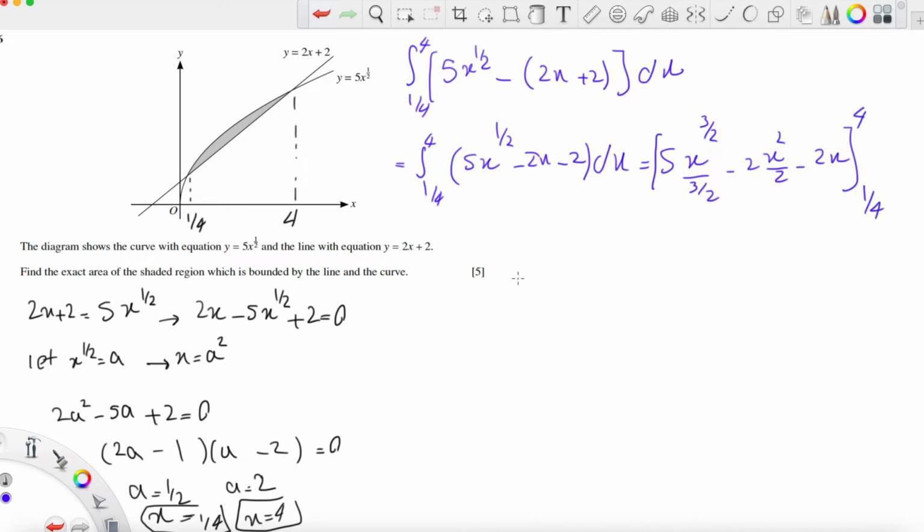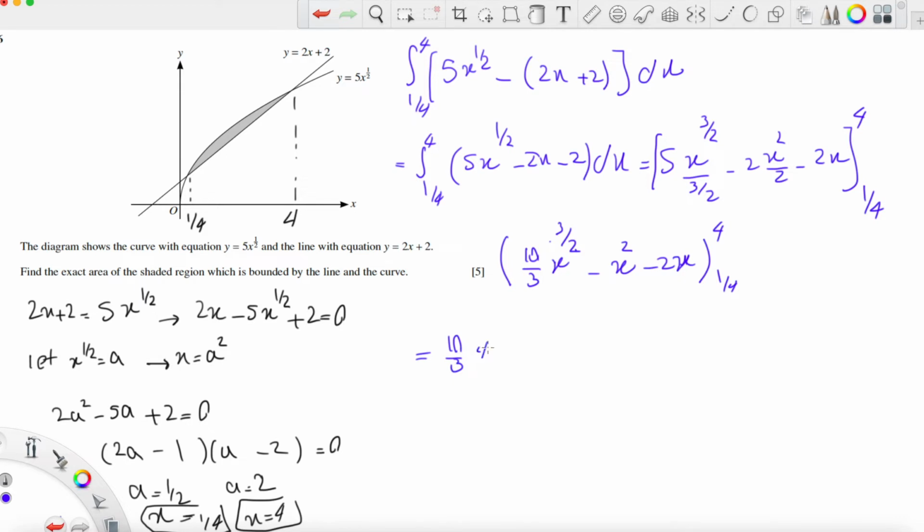So this integration will simplify to 10 over 3 x to the power of 3 over 2 minus x squared minus 2x, from 1 over 4 to 4. Now I substitute 4 as 2 squared. If I replace x by 2 squared, the 2 in the denominator cancels out, and it will be 2 to the power of 3, which is 8 actually.